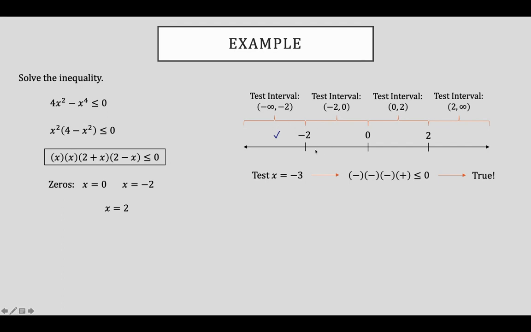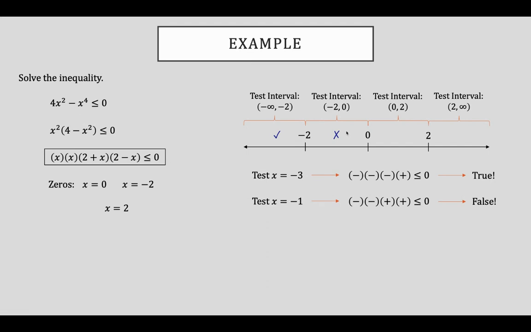Now let's choose a test number between negative 2 and 0. How about negative 1? If we plug in negative 1 for x, that gives me a negative times a negative times a positive times a positive. Well, a negative times a negative is a positive times a positive times a positive gives me another positive value. Is a positive number going to be less than or equal to 0? No, that gives me a false statement. Therefore, I'll put a little x over that region, telling me not to shade there.